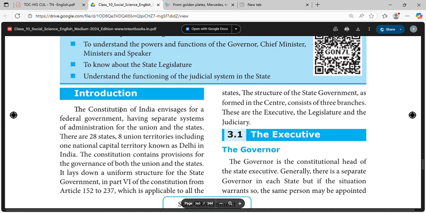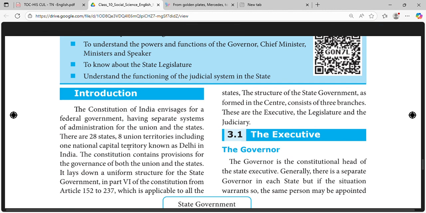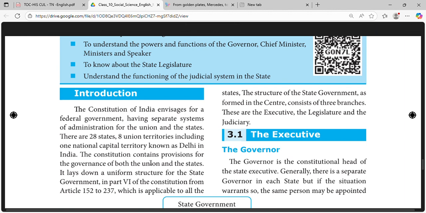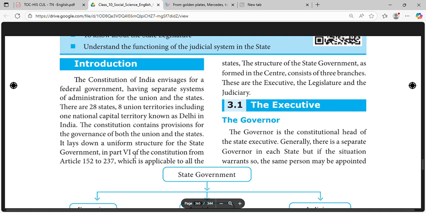The Constitution of India envisages a separate federal government, with separate systems of administration for the union and the states. There are 28 states and 8 union territories in India, including one national capital territory known as Delhi. The Constitution contains provisions for the governance of both union and states. It lays down the minimum structure for the state government in Part 6 of the Constitution, from Article 152 to 237, which is applicable to all the states.